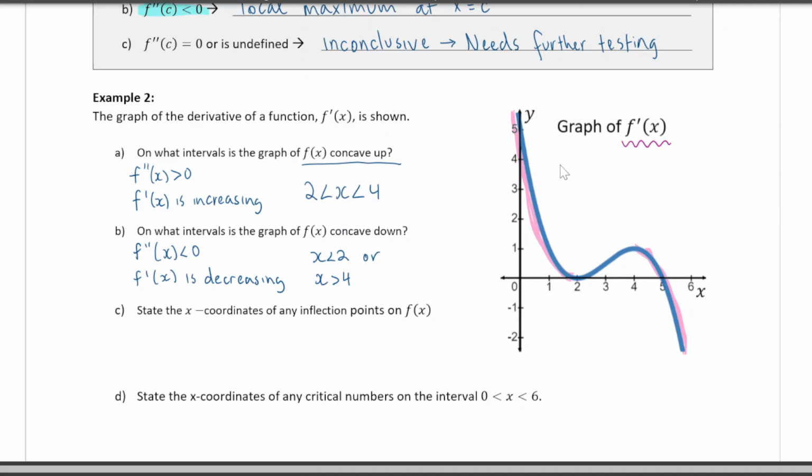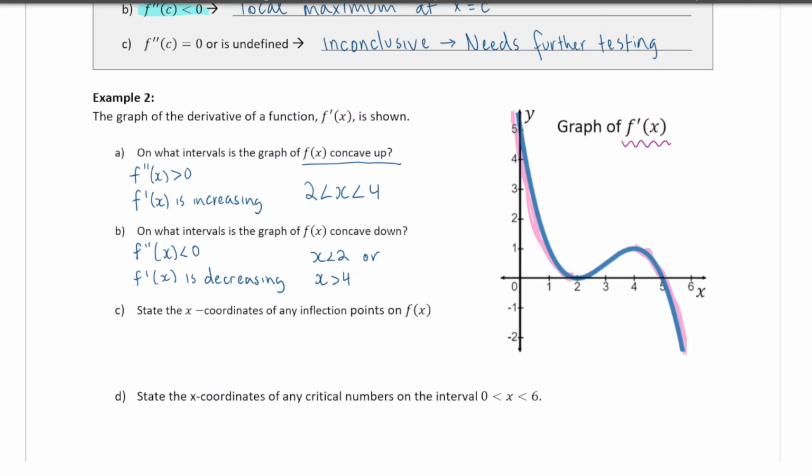All right. It says, state the coordinates of any inflection points. So inflection points, remember, are when the second derivative changes signs. So that means it's where the slope, if I'm looking at this graph, it's where my slope would change, right? From positive to negative or negative to positive. That's happening at 2 points here, right? At x equals 2 and x equals 4, right? At x equals 2, it changes from a decreasing graph to an increasing graph. So the slope would change from negative to positive, right? And then same at 4.